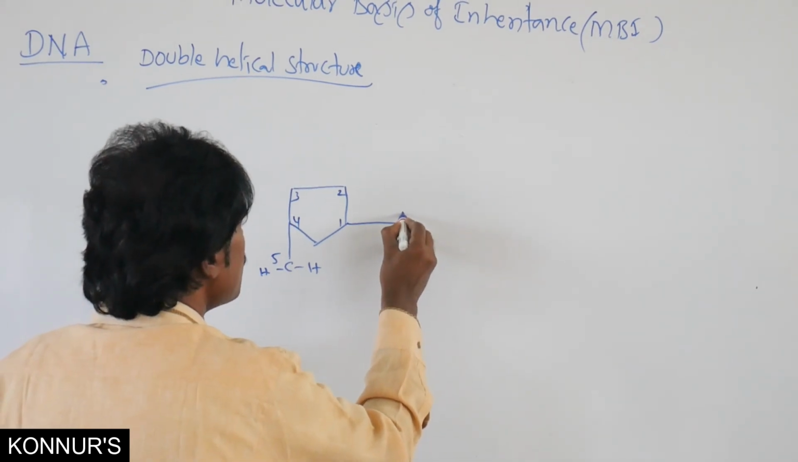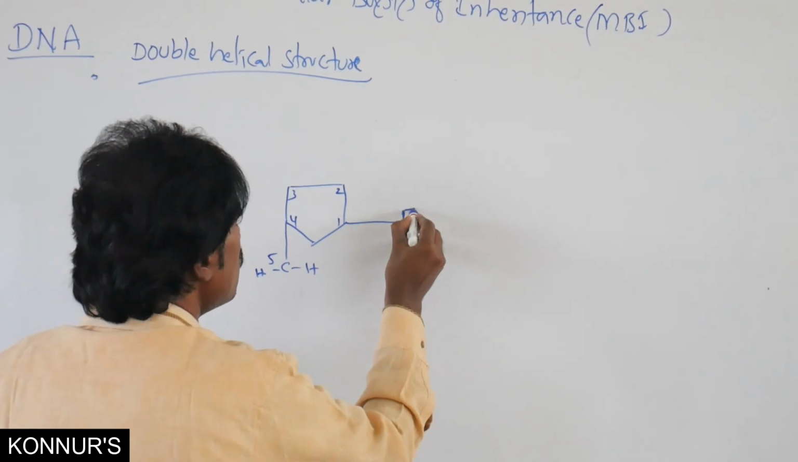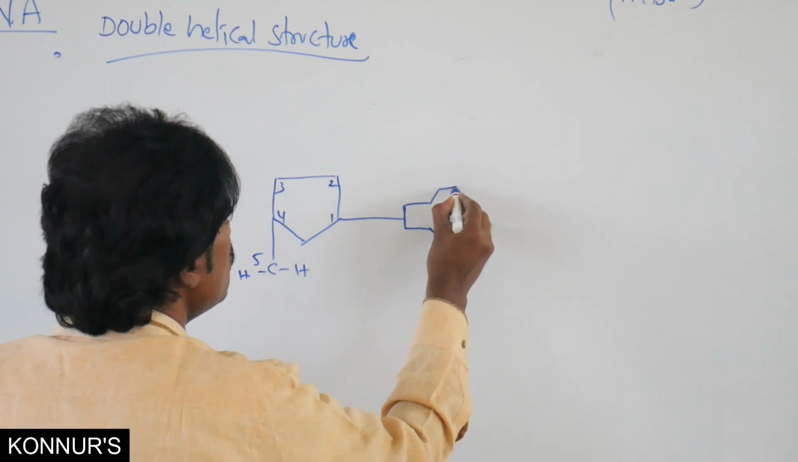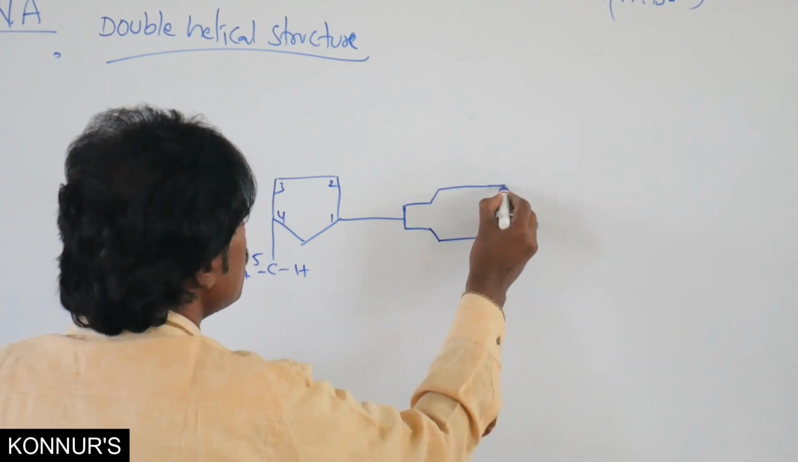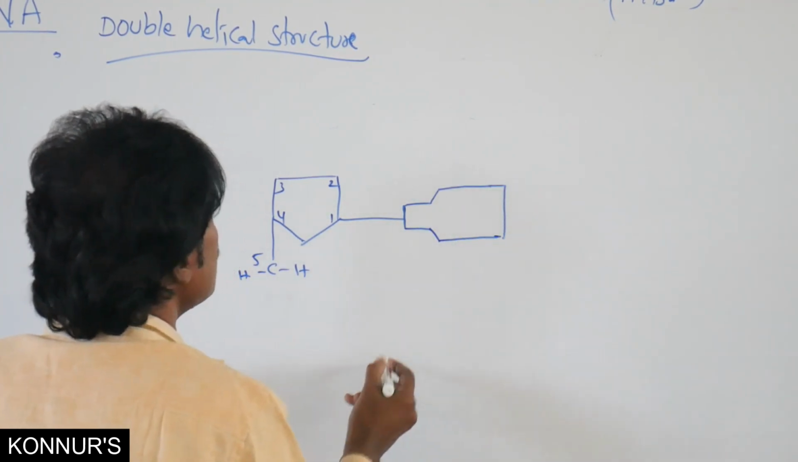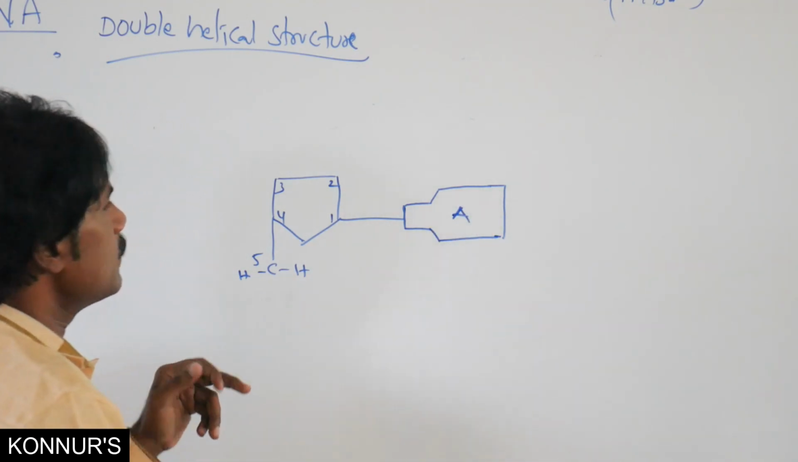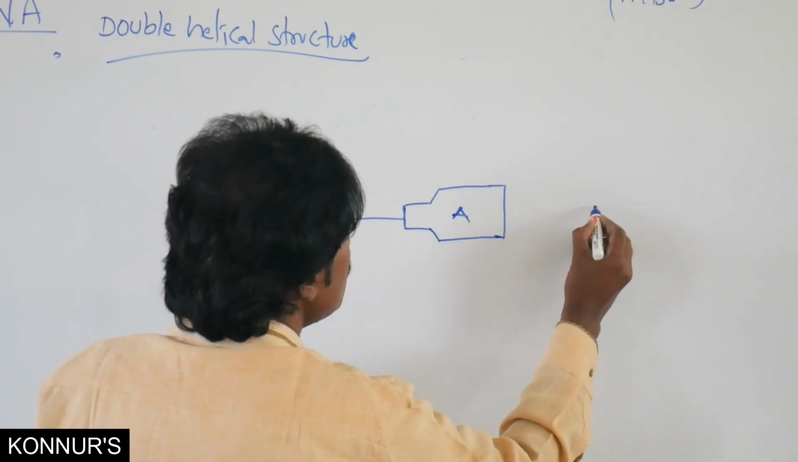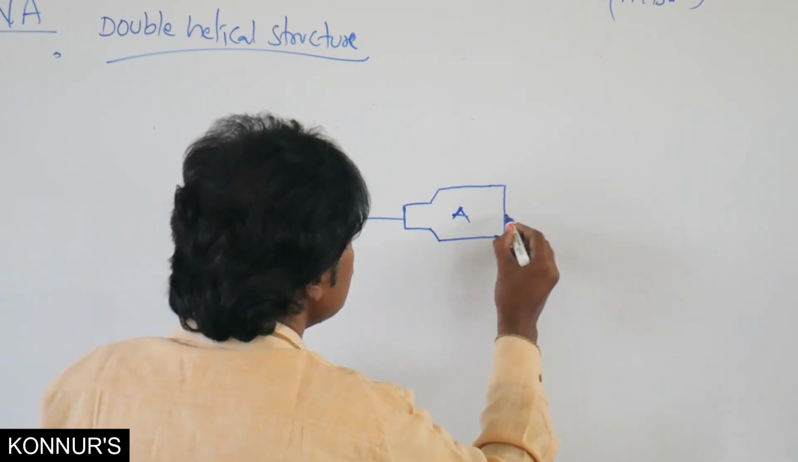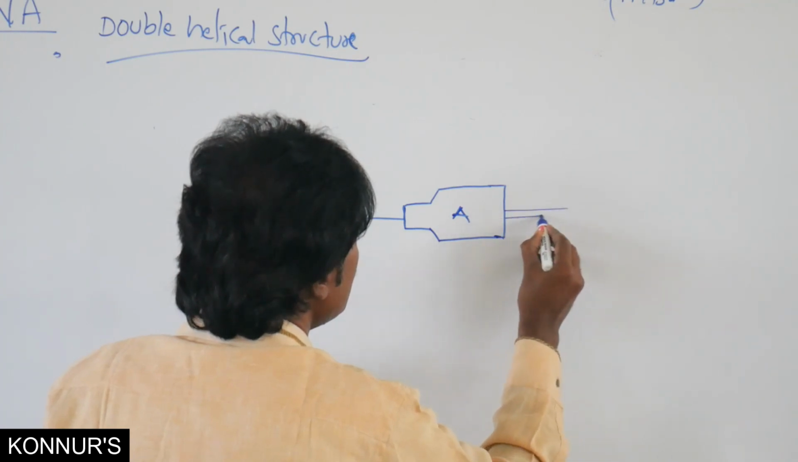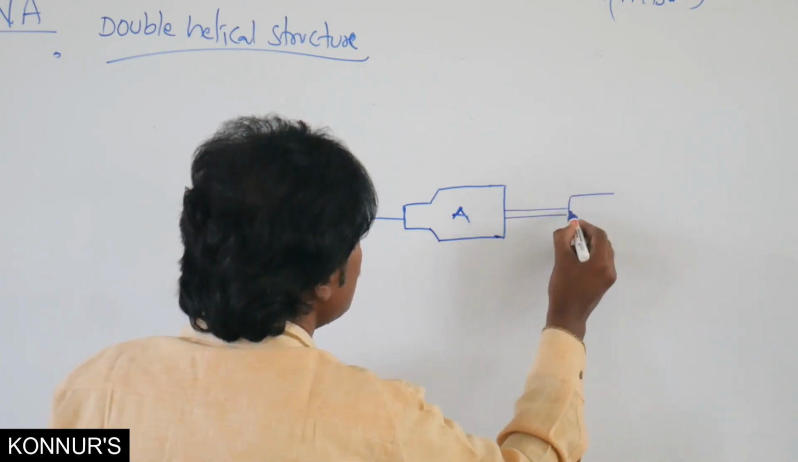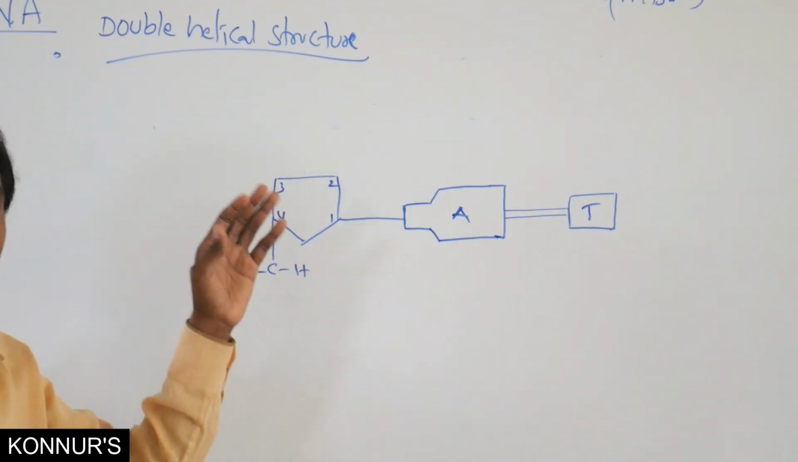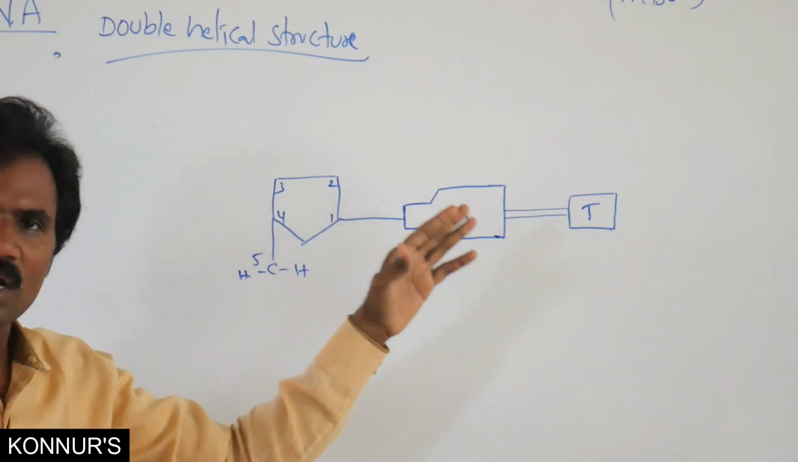Adenine is normally present with two rings, one is hexagonal and another one is pentagonal. Suppose it is adenine, then this adenine is always connected with thymine with the help of a double bond. So, one purine combines with one pyrimidine.